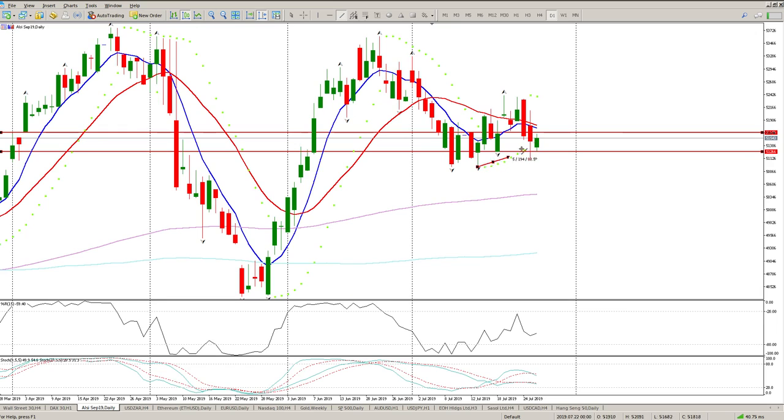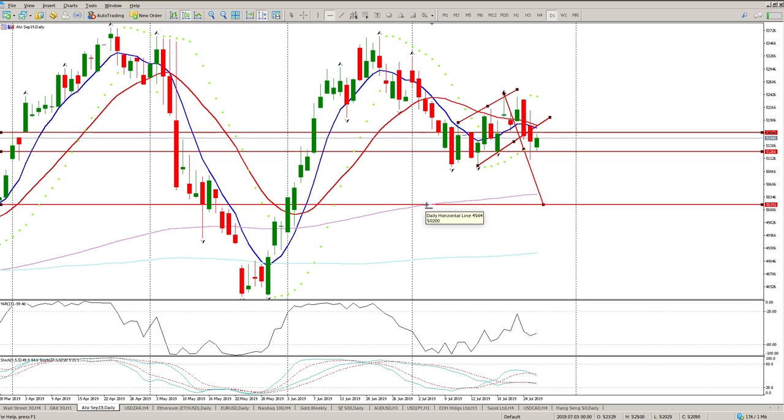I think we are still in this channel. Well, we've broken the channel, so I would expect some kind of a retest of the channel and then a continuation to the downside. So that's kind of what I'm looking for, and this is pretty much the move that I'm waiting for.